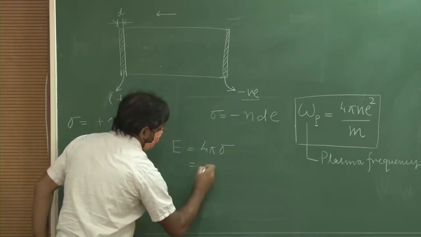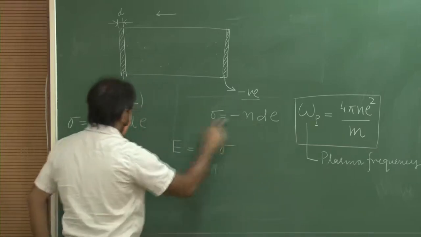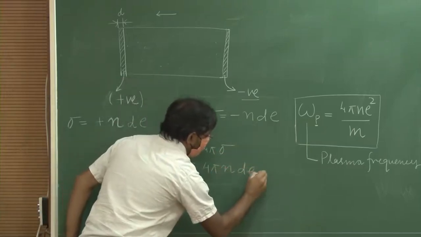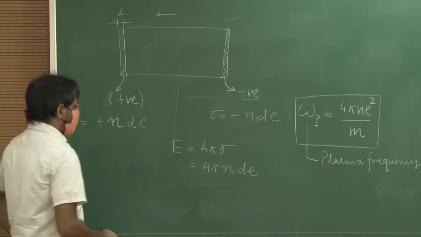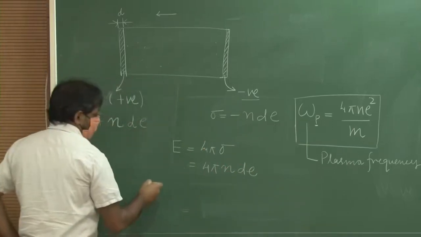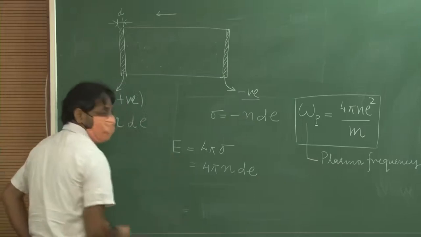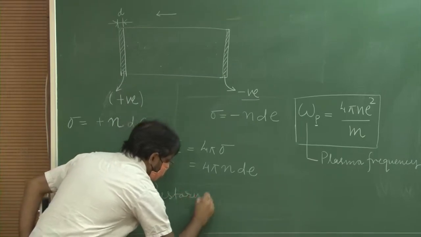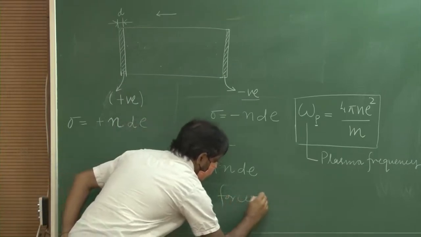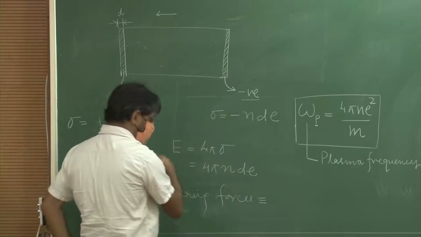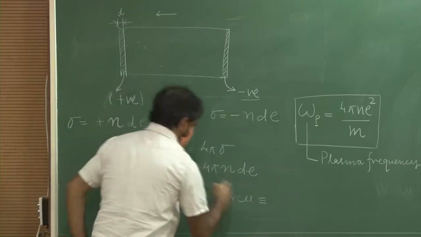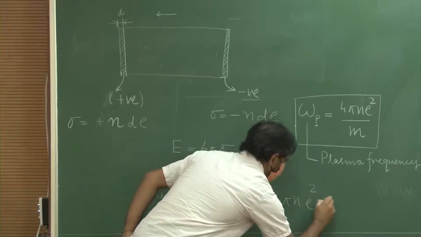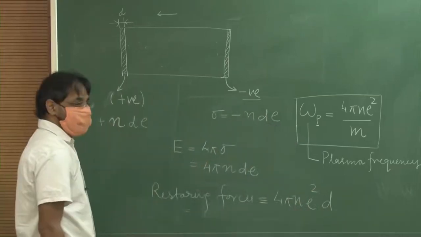So, that will be simply 4 pi, and you add up these two, sigma, and sigma is n d e, right? And therefore the force on the, so this is the electric field. So, therefore, the restoring force would be charge times the electric field, e times E. So, that will be 4 pi n e square d, that is the restoring force, right?